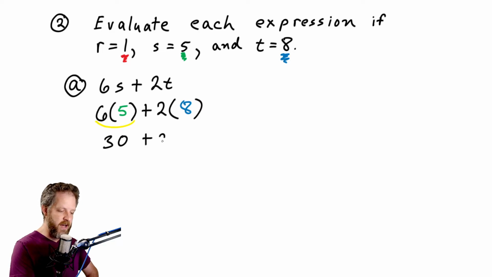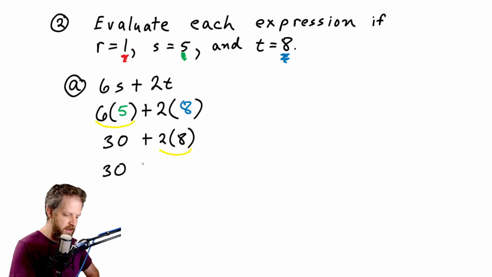And then we're going to bring down 2 times 8. And then we're going to do this one. What's 2 times 8? 2 times 8 is 16. So we've got 30 plus 16. 30 plus 16 is 46.